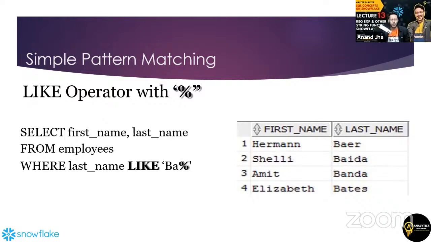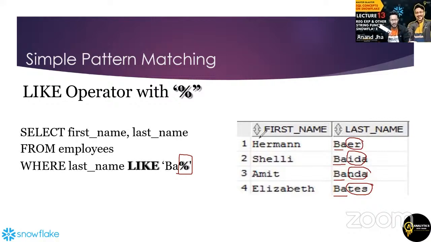Suppose I want to know the names of all the employees whose name starts with BA, followed by any character. I'm not worried about what comes after this. The percentage means multiple characters. After BA, it can be anything: Bhavesh, Banda, Bates, Baida, Bair. You see, BA will remain common, and after this any number of characters can be there. It doesn't matter to me. I need the list of all the employees whose names start with BA.